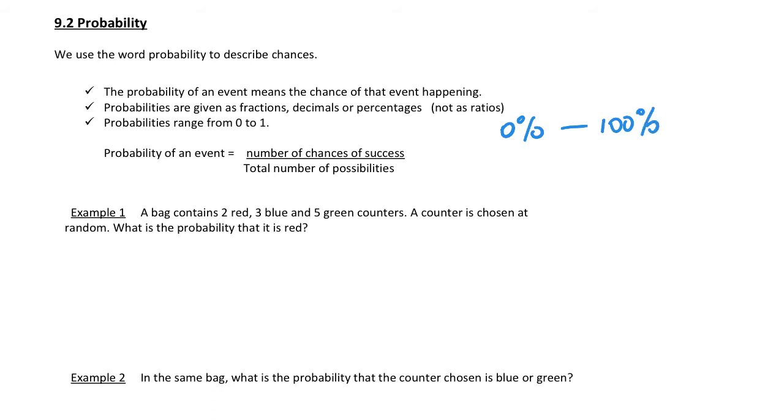To work out the probability of an event, it's the number of chances of success divided by the total number of possibilities. So in our dice, if we're looking at the probability of a 5, and that's normally how we write it, P(5), it's equal to the number of chances of success. On a die, there's only one 5, and there are 6 total possibilities. So the probability would be a 6th. And on this occasion, leaving it as a fraction would be much better than as a decimal or a percentage.